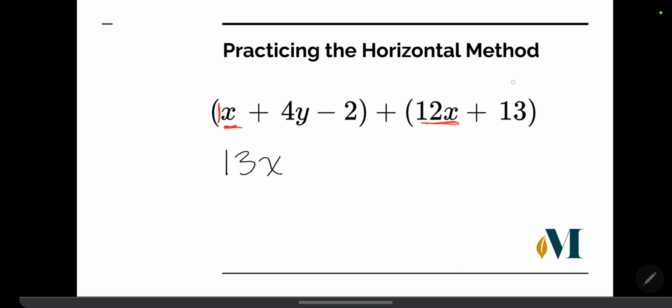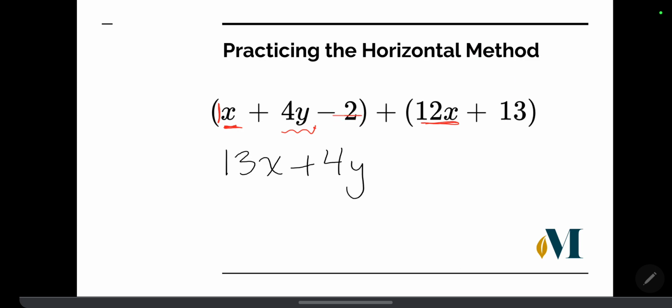All right, now our next like part, we have 4y. Well, in the second term, we don't have anything to add to 4y because there's not a term with the variable y. So let's just bring that on down. Oop, put the color on there. Plus 4y.